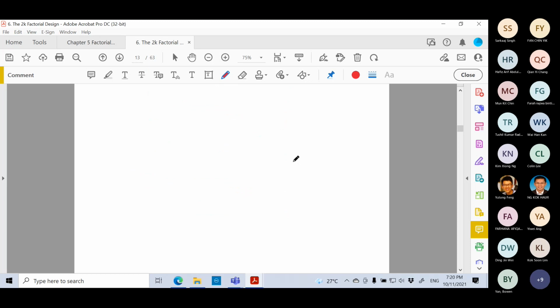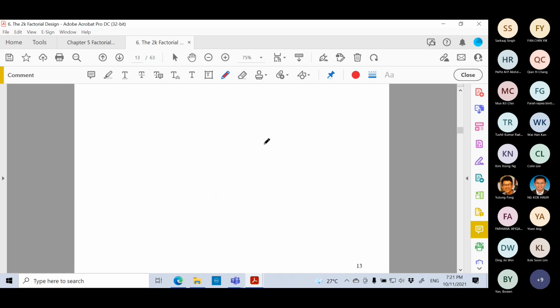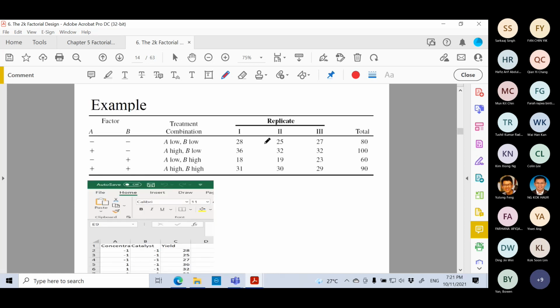So in the following example here, based on what you have seen before, we can calculate all the sum of square here. I think this one is an extra slide. I will use the same example here. Later on I will remove the extra page.